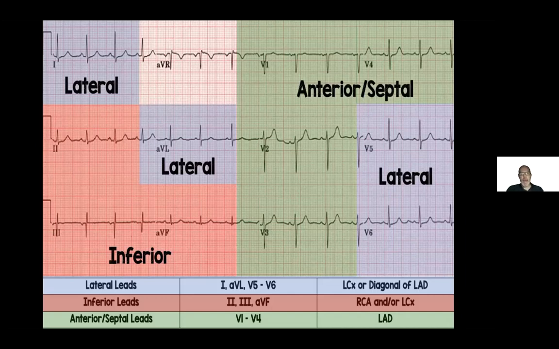Then I come up and look at my high lateral leads, and then finally I look at 2, 3, and AVF. Most of the time when you see ST elevation in those leads, the patient's usually going to have a right coronary occlusion, but in a certain subset, it could be a left circumflex occlusion as well.